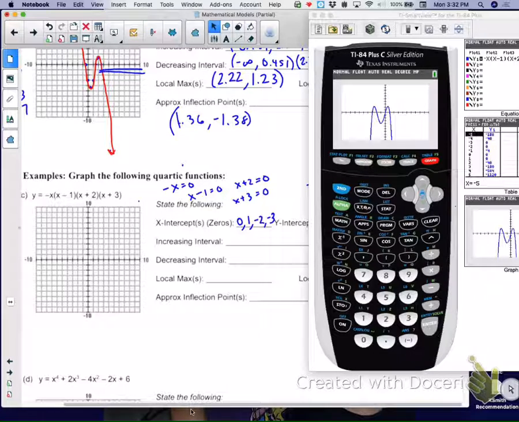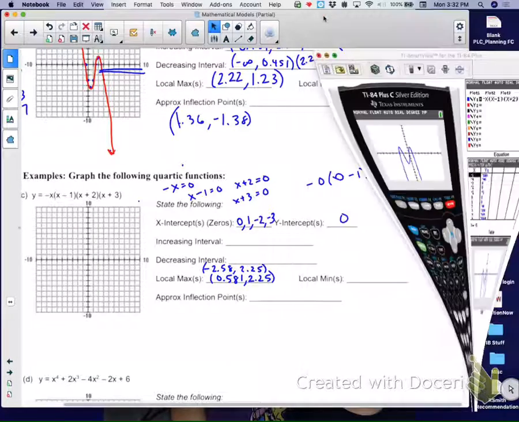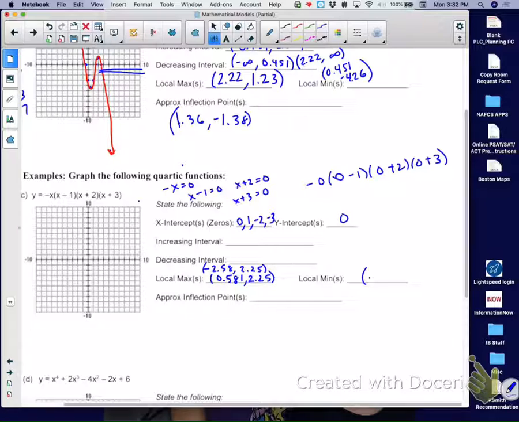So your local maximum, I actually have 2 of them. That's going to be negative 2.58, 2.25, and 0.581, 2.25. Okay, my local minimum actually happens to be a nice number. That is at negative 1, negative 4.